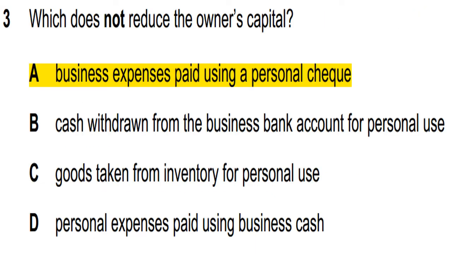And number 3 is, which does not reduce the owner's capital. And the A option is correct, business expenses paid using a personal check. When the owner will pay business expenses with personal funds, this will not reduce his capital.